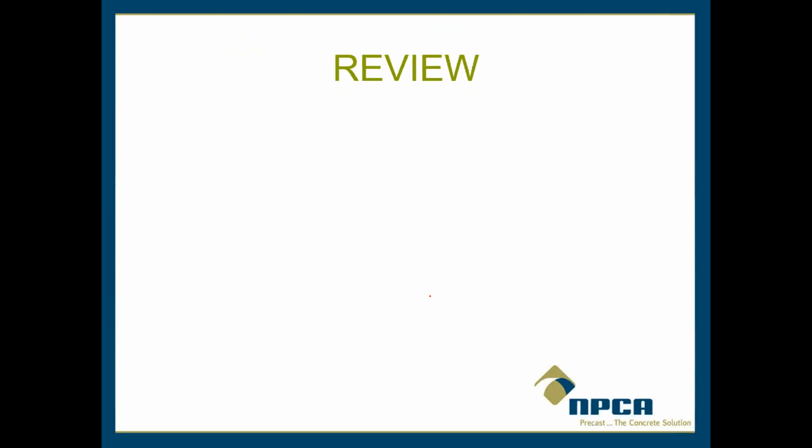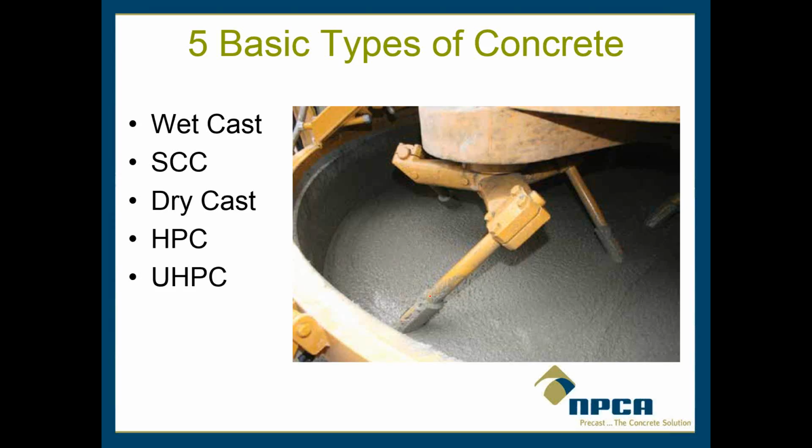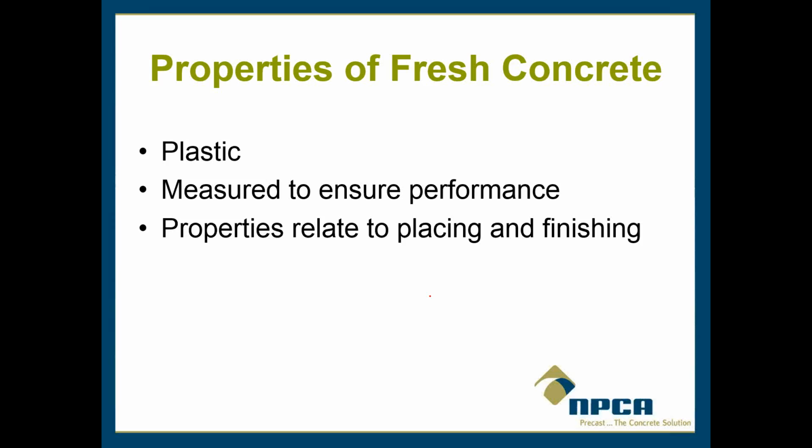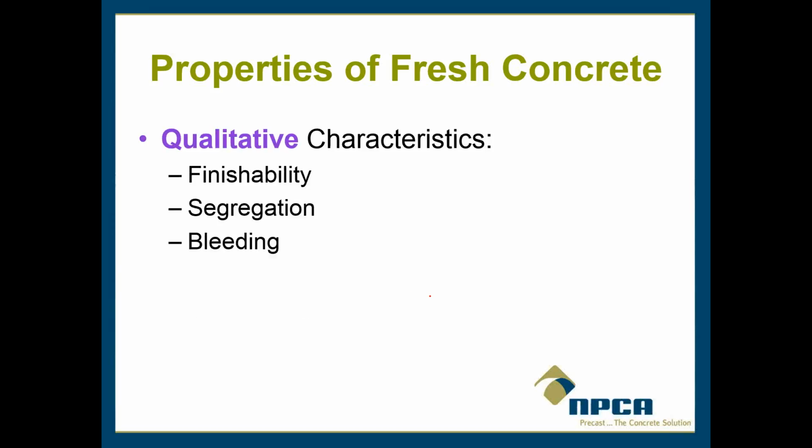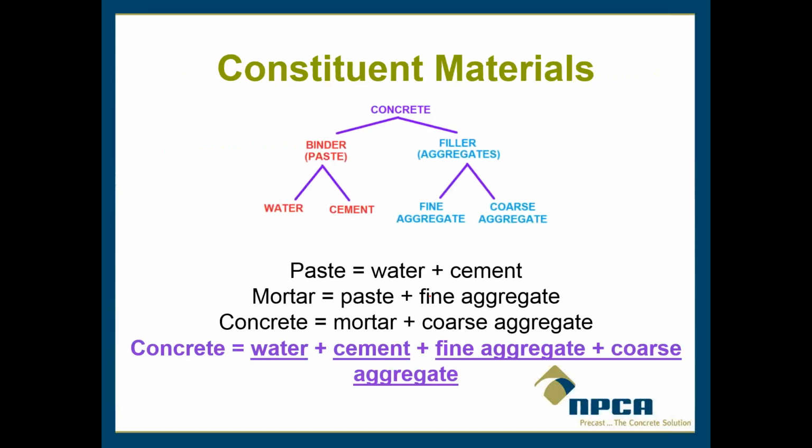So in summary, I just grabbed a couple slides from throughout the presentation. We talked about the 5 basic types of concrete that we'll run into most often: wet cast, self-consolidating concrete, dry cast, and high performance or ultra high performance concrete. Fresh concrete is considered plastic, which means it's workable. We talked about the quantitative characteristics that we can give numerical values to. We also talked about the qualitative characteristics and other things that we can observe in the fresh concrete, like segregation and bleeding.